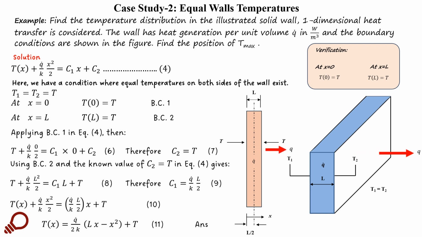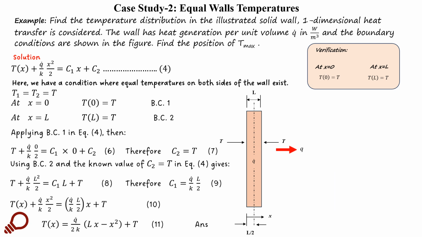So the second part of this example: how to find the position of T max. To get that, we should take the first derivative, dT of x by dx, and equate that to 0. From that, we will get x equal to L divided by 2. That means the maximum temperature will be positioned at the center. This is because we have constant temperatures on both sides of the wall.